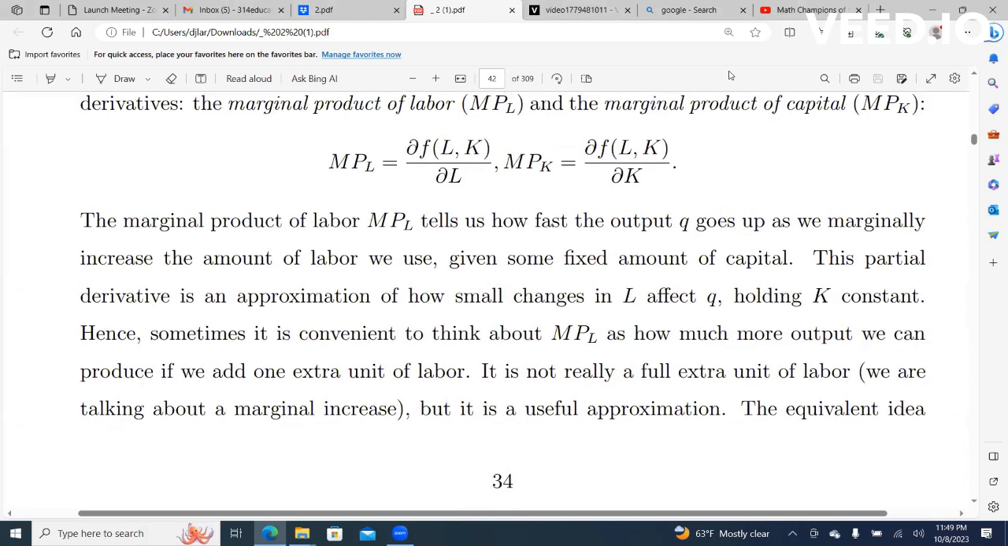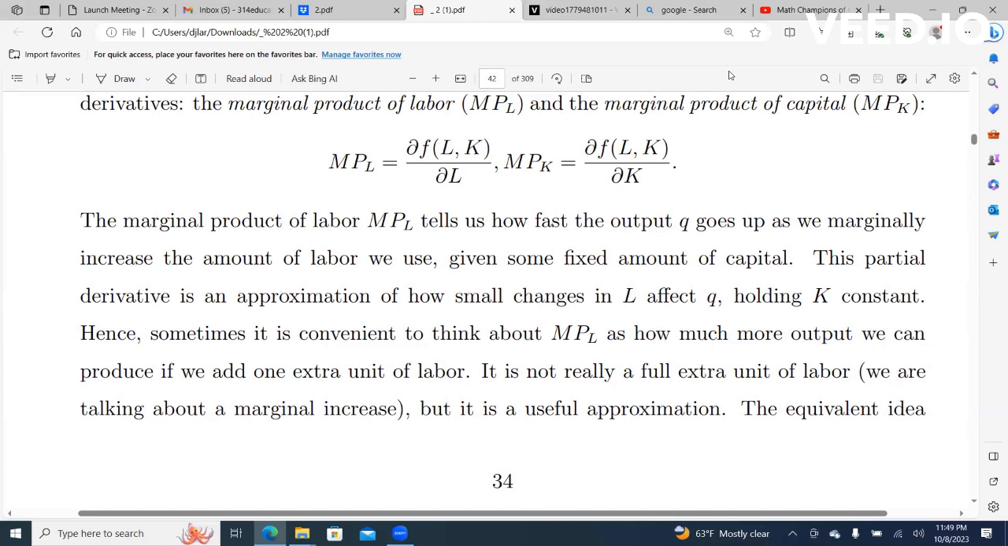The marginal product of labor tells us how fast the output Q goes up as we marginally increase the amount of labor we use, given some fixed amount of capital. This partial derivative is an approximation of how small changes in L affect Q, the same for all derivatives and all marginals. Marginal and derivative are the same word in microeconomics, holding K constant.